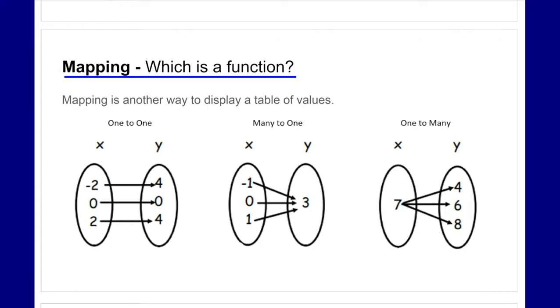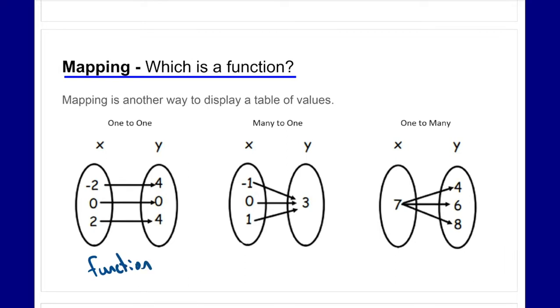If we look at the first example, looking from x to y, -2 gives us a y value of 4. 0 gives us a y value of 0. 2 gives us a y value of 0. The key thing here is that every x value only has one arrow going out of it, and that one arrow is going to a singular y value. So in the one-to-one example, this is considered a function.